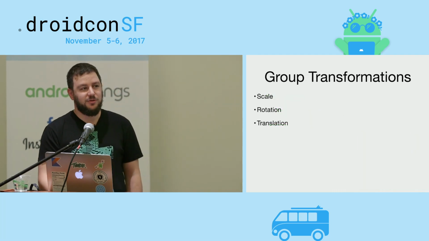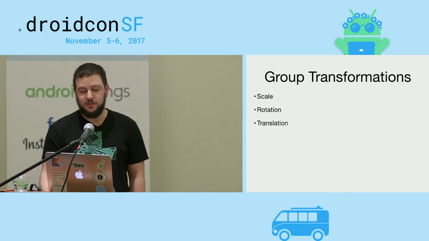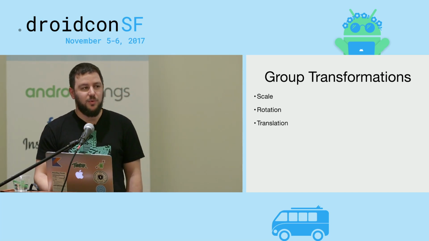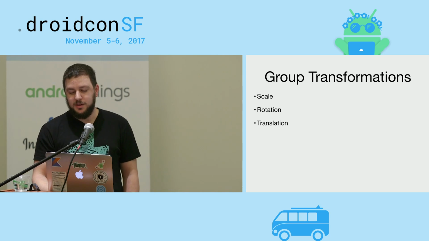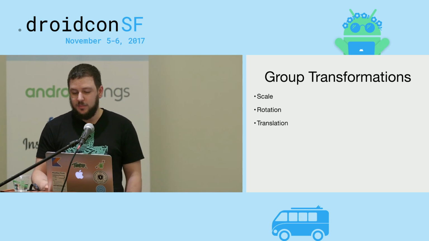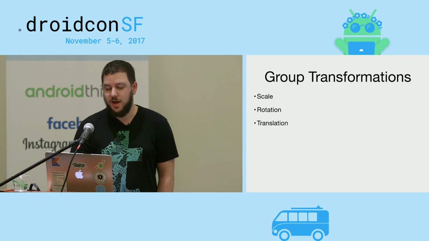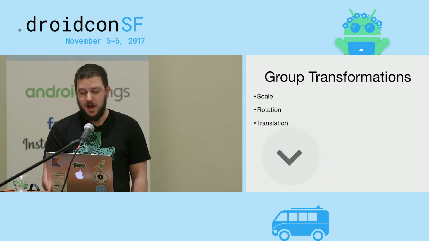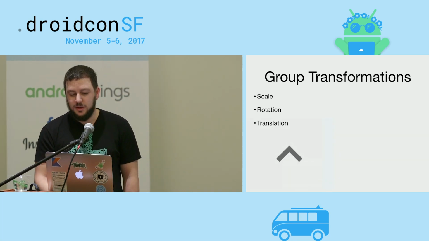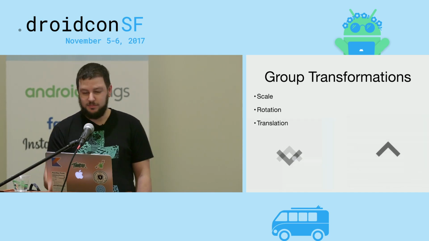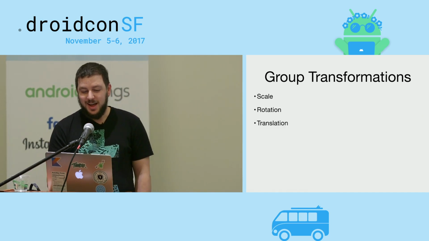The first set of animations I'd like to discuss is the group transformations. These are animations that you apply to a group of one or more paths that animate the unit without changing its shape. So let's say you have a simple arrow that you got from your designer. And you want to make this, all right, let's step forward.